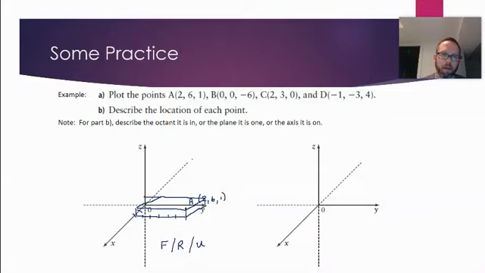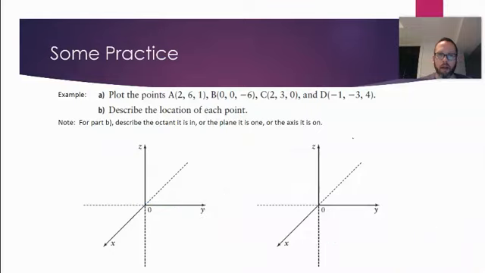Let's try B, 0, 0, -6. So B is a bit easier. 0 in the X direction, 0 in the Y direction. We're still at the origin, but now we move 6 in the negative Z direction. It goes down here. So something like this, B, 0, 0, -6. That is on the Z axis, and it's actually on the negative Z axis. That's where that point is.